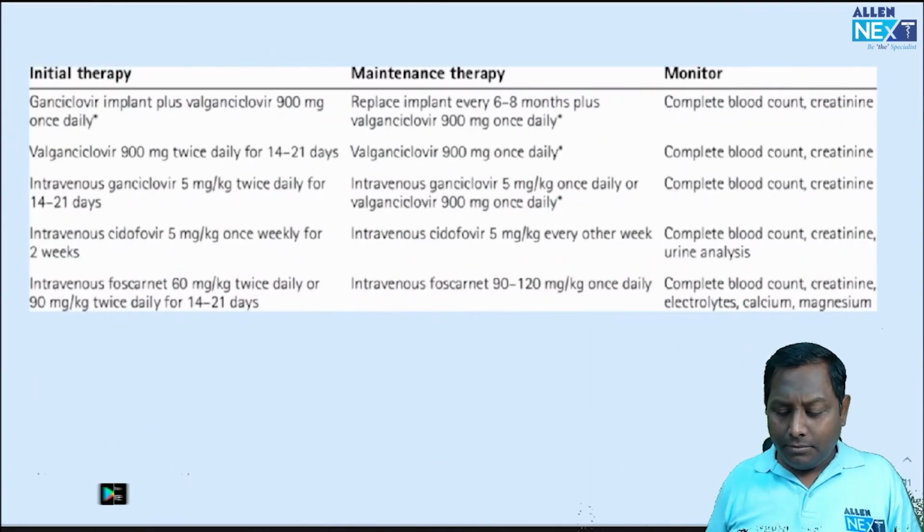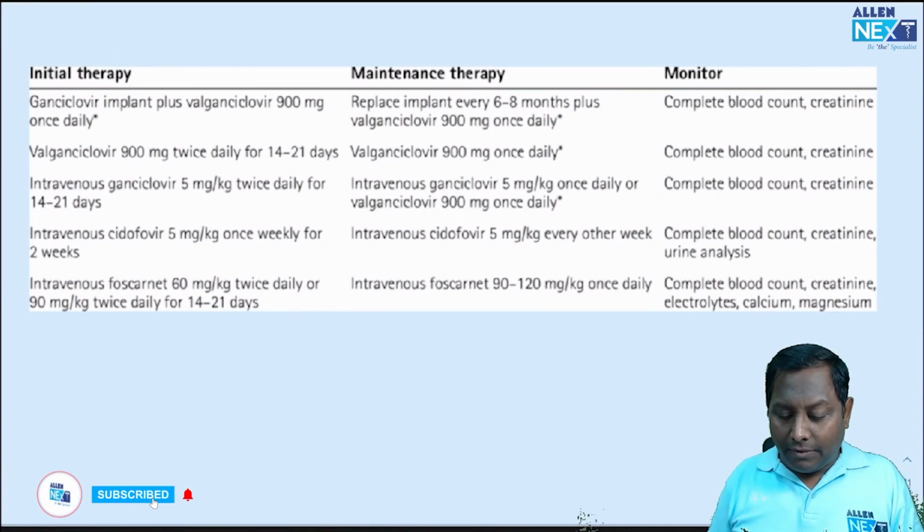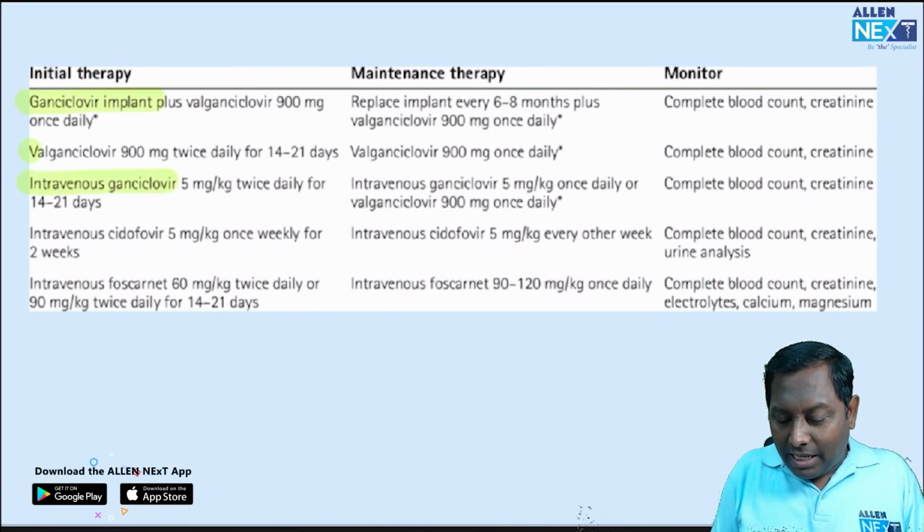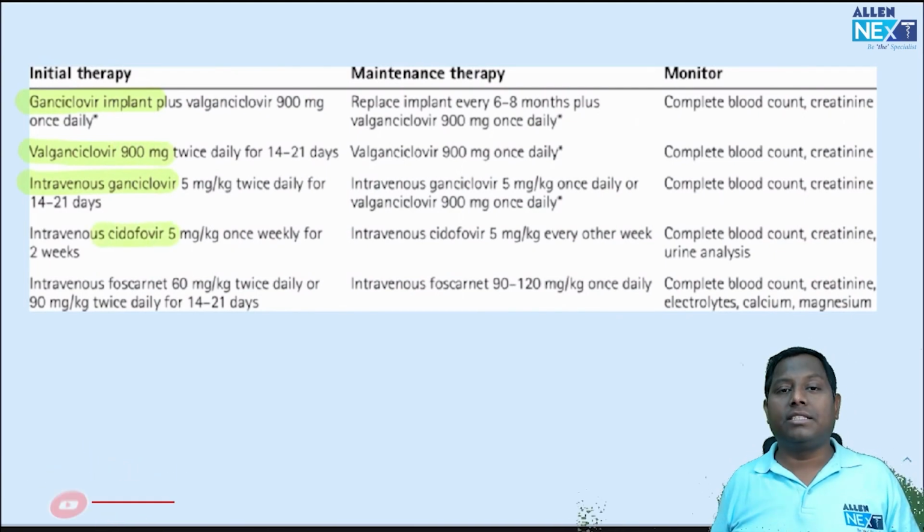Next one. This is the list of drugs that will be used. Ganciclovir implant, IV ganciclovir, valganciclovir, and cidofovir you can use, foscarnet you can use. So these are the drugs that can be used.